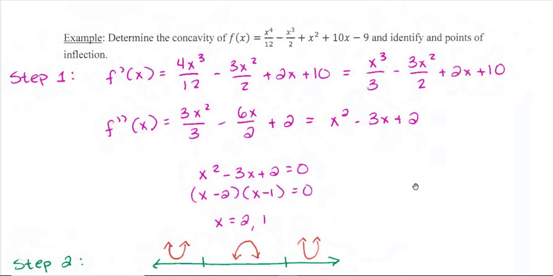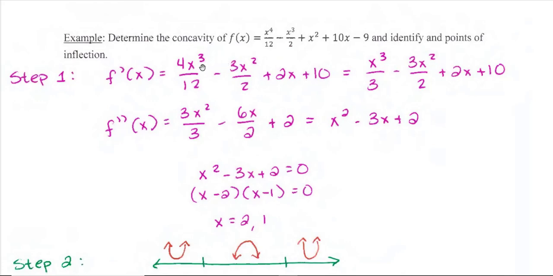Determine the concavity of the function x to the 4th over 12 minus x cubed over 2 plus x squared plus 10x minus 9. Now this dividing by 12 is the same thing as multiplying by 1 over 12. It's just a coefficient, and coefficients just carry through. So you can basically just leave the 12 alone. You can pull out the 1 over 12 if you want to, and then take 1 over 12 times the derivative of x to the 4th. It'll turn out to be the same answer.